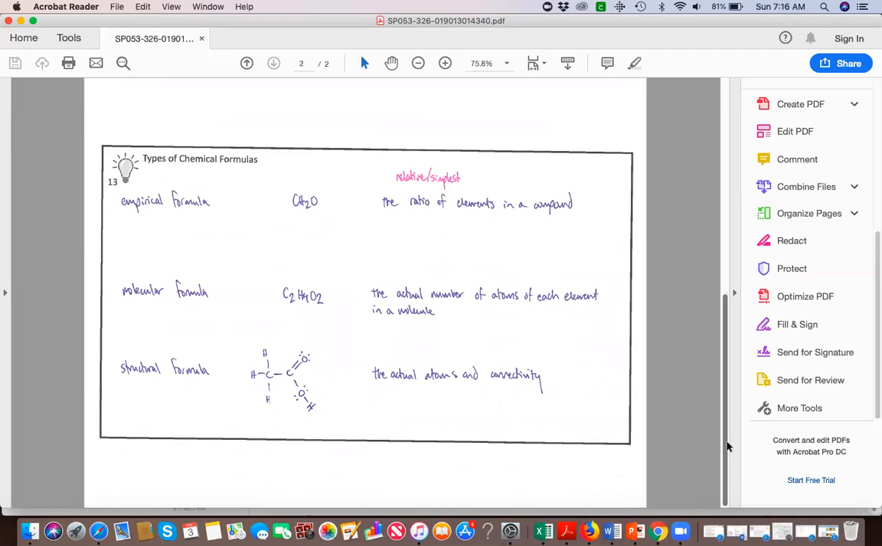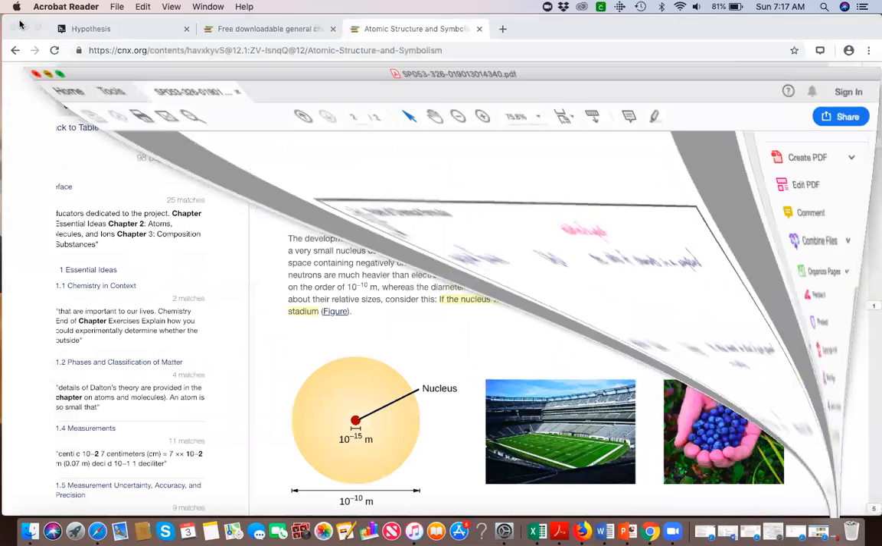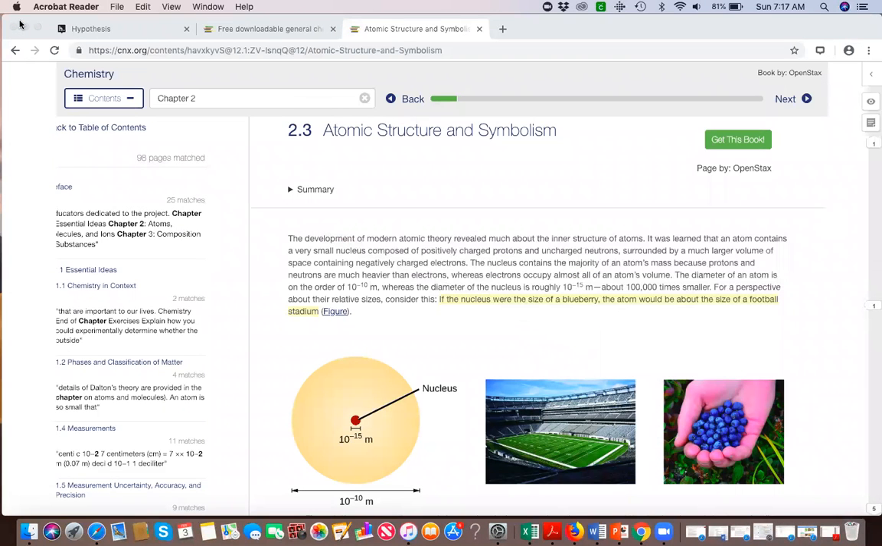And then we have the structural formula. This is the actual atoms and their connectivity, so the way that they're connected together. So these three types of formulas are what we're going to use as we start to study these compounds in more detail. But before we do that, I want to draw us back to our reading and make some connections.